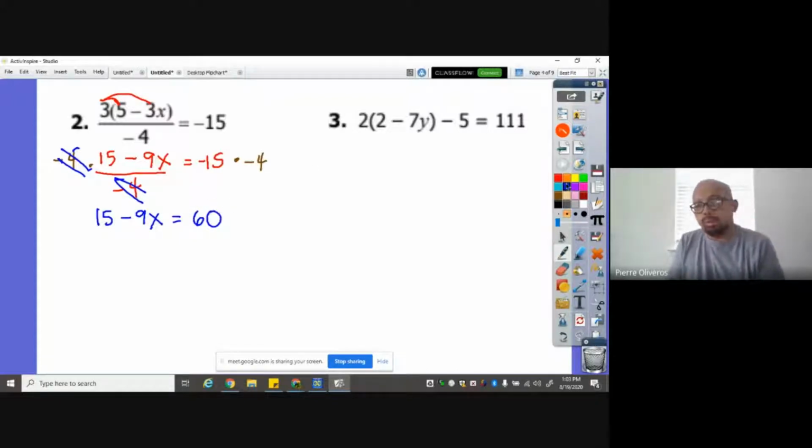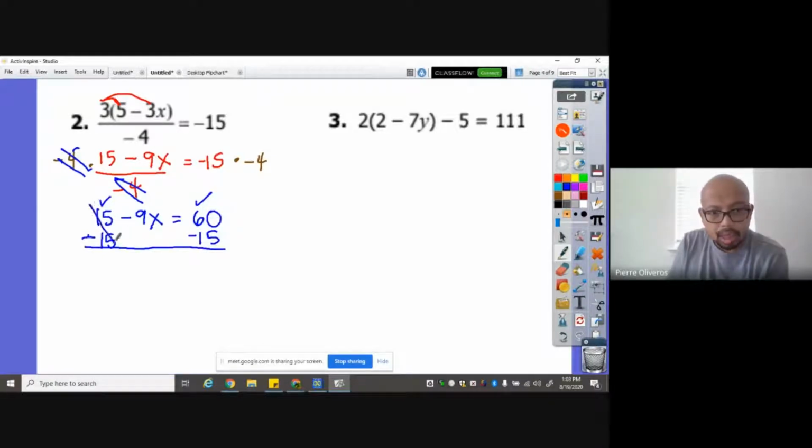Now I'm going to combine the like terms, which is 15 and 60 here. So I'm going to move the 15 to the other side by getting its inverse. Since there's a positive 15, I'm going to subtract it here by 15. Subtract here by 15. This cross out, drop the 9x. But don't forget, there's a negative here, so this will be negative 9x.